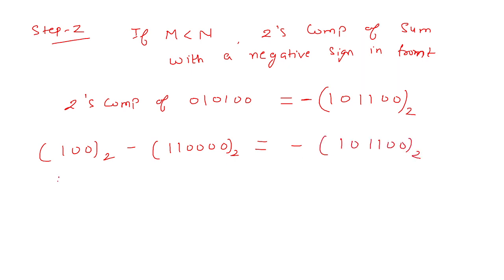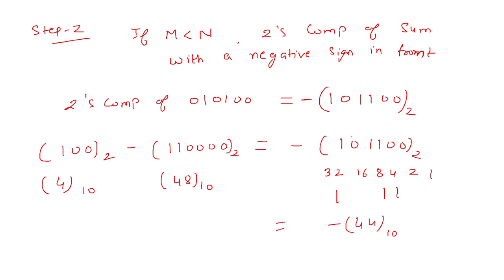We can verify this. This is 4 in decimal, this is 48 in decimal, and here we have the weights 32, 16, 8, 4, 2 and 1. So 32 is 1, 8 is 1, 4 is 1. So overall we are getting 32 plus 8 is 40, plus 4 is 44. This is the result in decimal with a negative sign. So it indicates that this result is correct. 101100 in binary is the subtraction result of 110000 from 100.